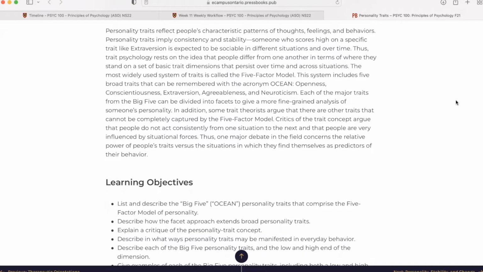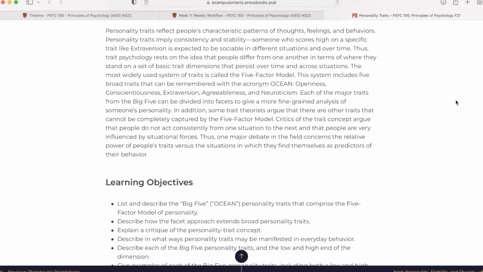The most widely used system of traits is called the five-factor model. This system includes 5 broad traits that can be remembered with the acronym OCEAN: openness, conscientiousness, extraversion, agreeableness, and neuroticism. Each of the major traits from the Big Five can be divided into facets to give a more fine-grained analysis of someone's personality.